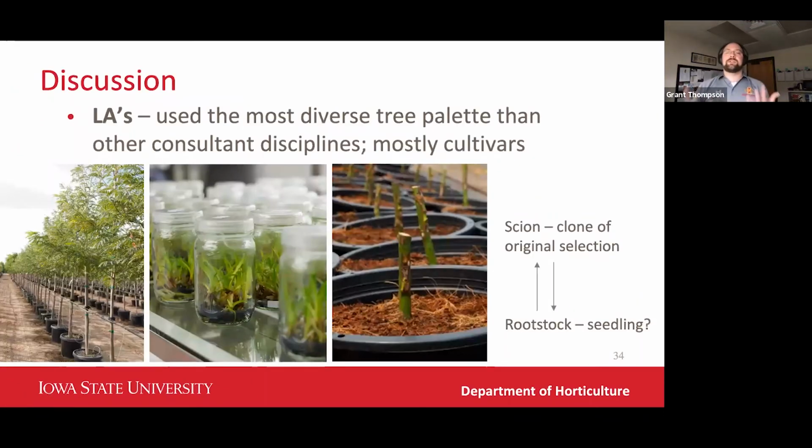So what about this cultivar thing? I've brought this up a few different times. When we have a cultivar of a plant, the scion, or the top part of the plant, is a clone of the original selection. That's that cultivar that we want to see. And that can be done through cuttings, through tissue culture, through grafting or budding. In the case of grafting and budding, and even tissue culture, which may give us scion material, those may be on a rootstock, and that rootstock could be seedling derived.